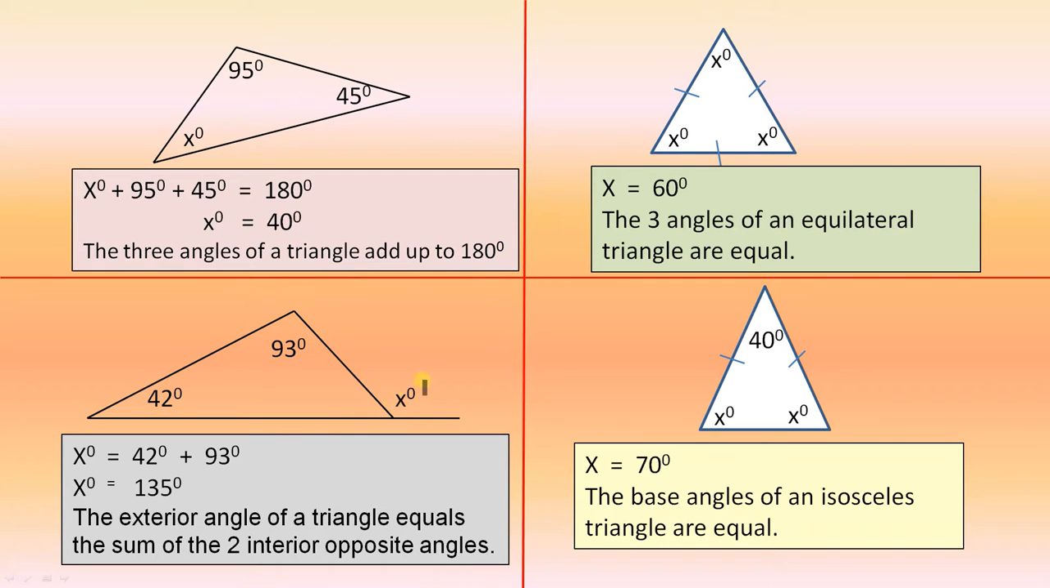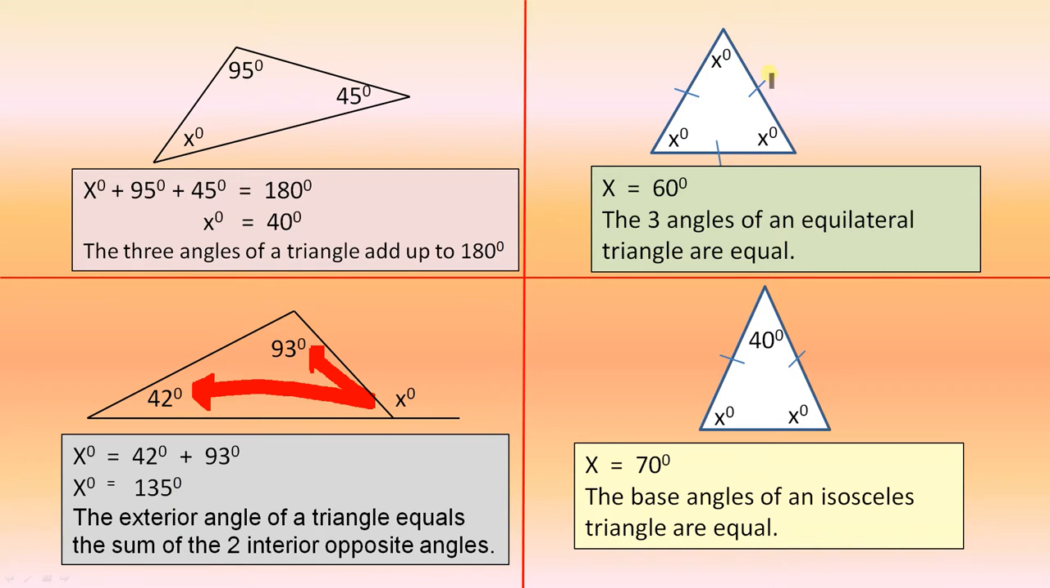Here is another very popular problem where the exterior angle of a triangle, which is this one, equals the sum of the two interior opposites. So this angle here equals the sum of this one and that one. So x is 42 plus 93, which is 135.